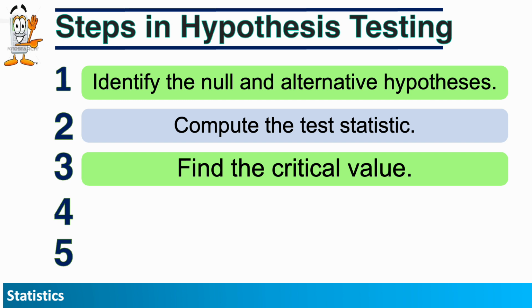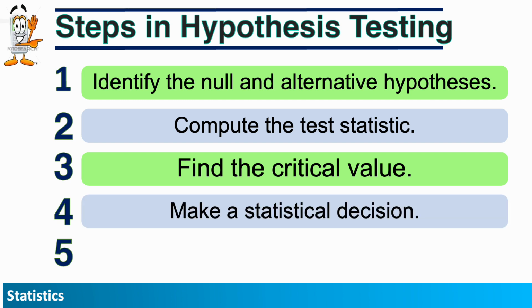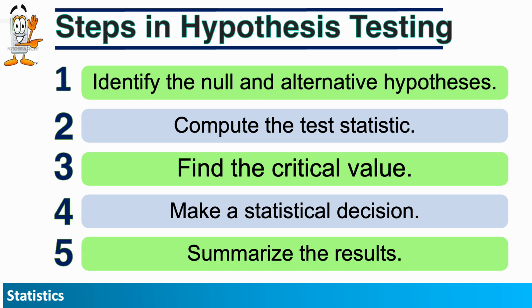This test statistic is going to be used to find the critical value. Another term for critical value is the p-value. It's the probability under the normal curve. And after that, you make a statistical decision. To make a statistical decision, you compare the p-value to the alpha. And then after that, you summarize the results simply by copying the statement in your chosen hypothesis.